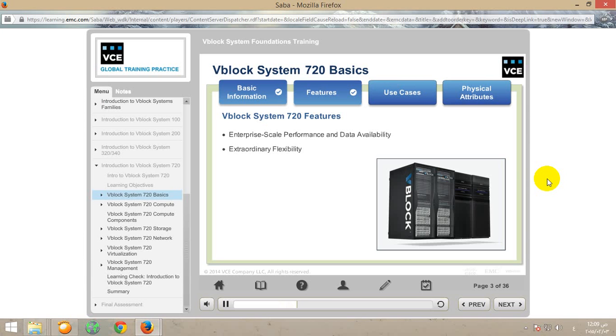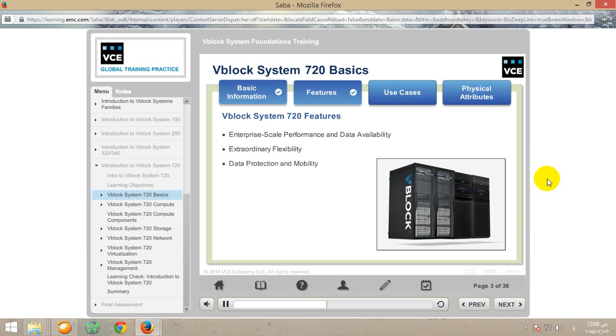The V-Block System 720 offers extraordinary flexibility. It provides greater configuration choices to meet a broad spectrum of business needs, including consolidation of applications and infrastructure. Organizations managing the most demanding business-critical workloads don't all have the same demands. V-Block System 720 configurations allow these customers to purchase capacity customized to their IT needs.